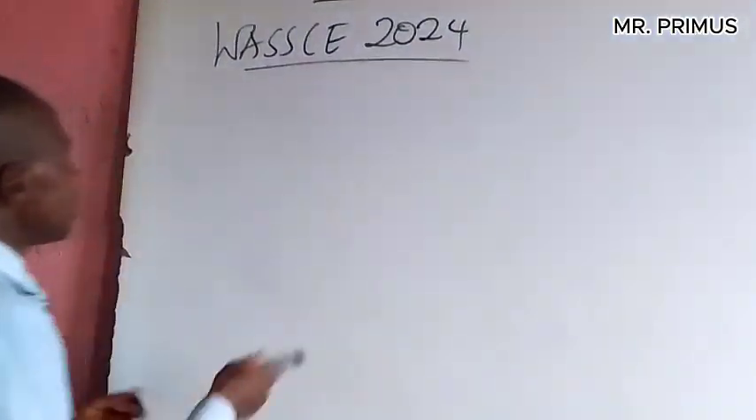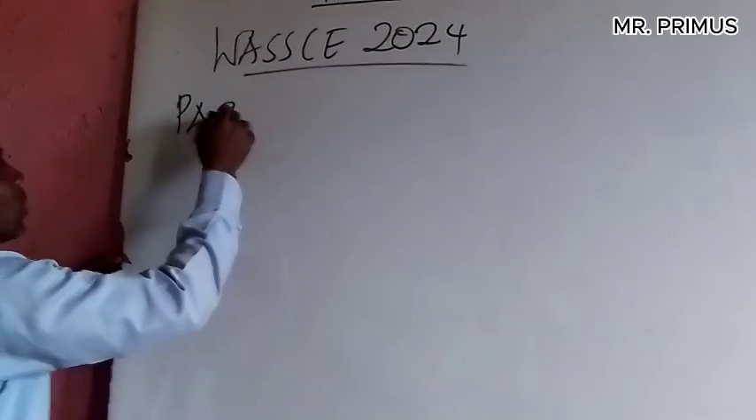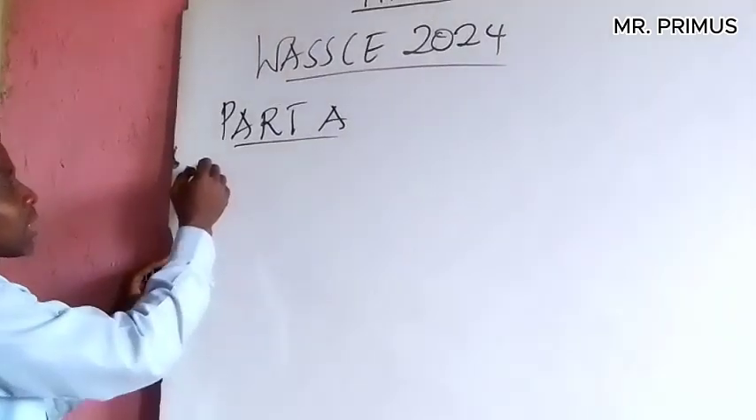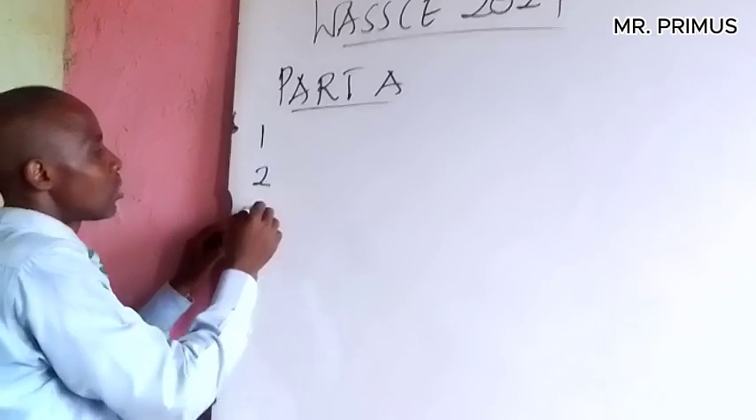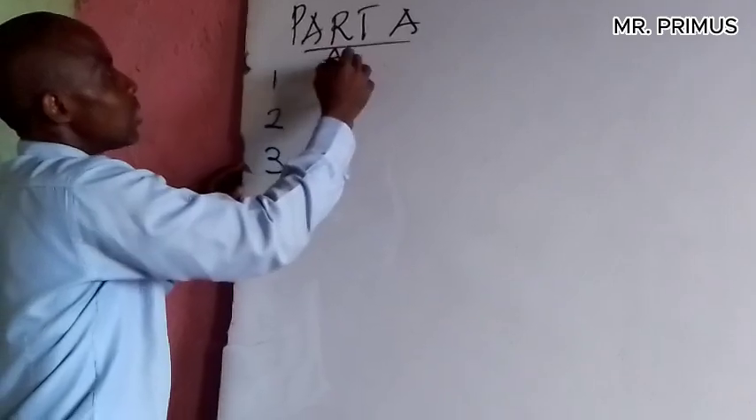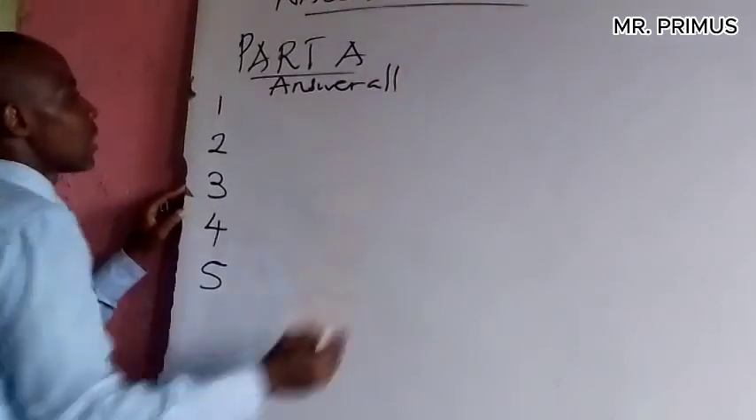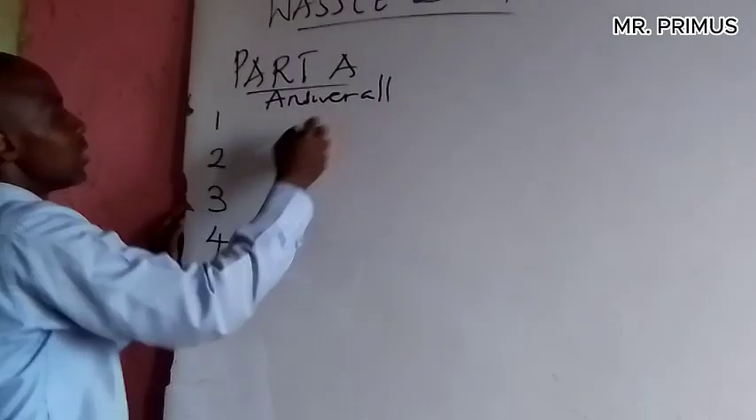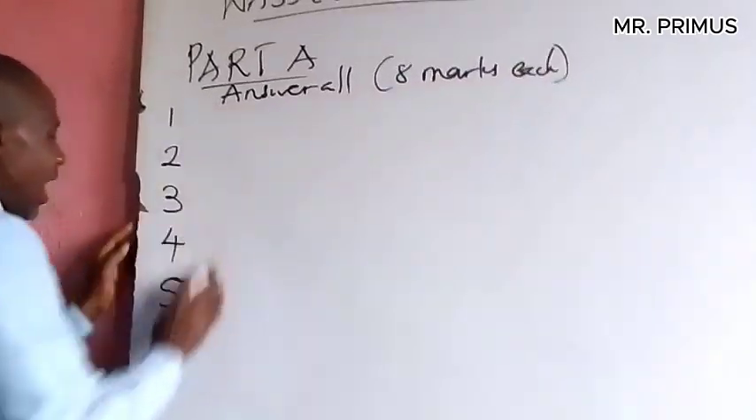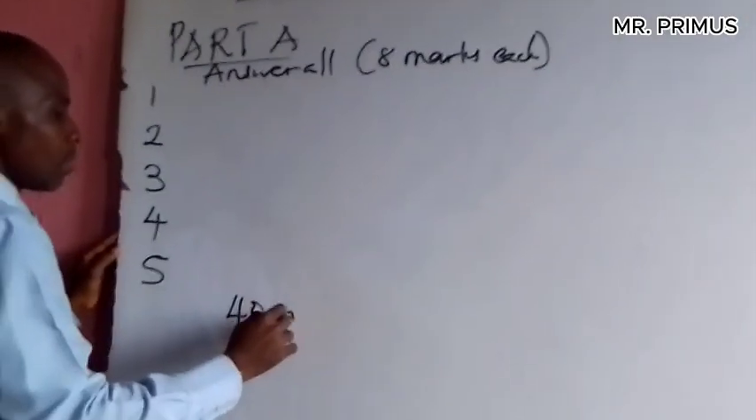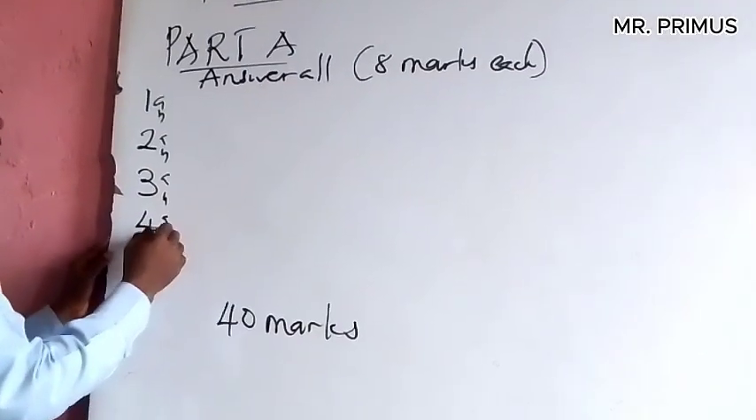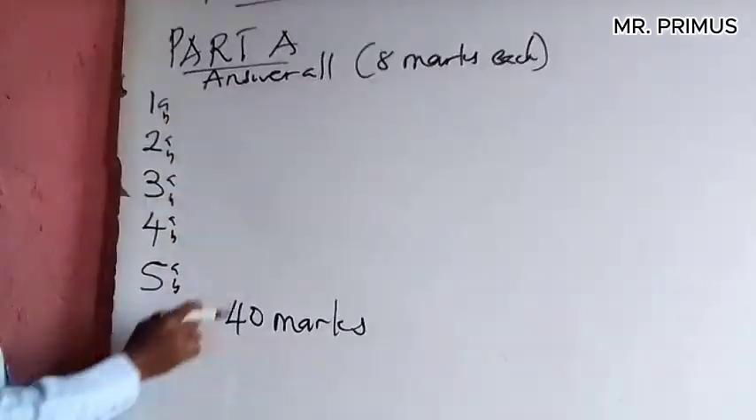Look at this. In part A, the questions are divided into two parts. Part A, which is the first part, has question number 1, 2, 3, 4, 5, and you are asked to answer all. These 5 questions have 8 marks each, so they will give you a maximum of 40 marks. Each of these may have A and B, or just A, but most of the time it's usually A and B.